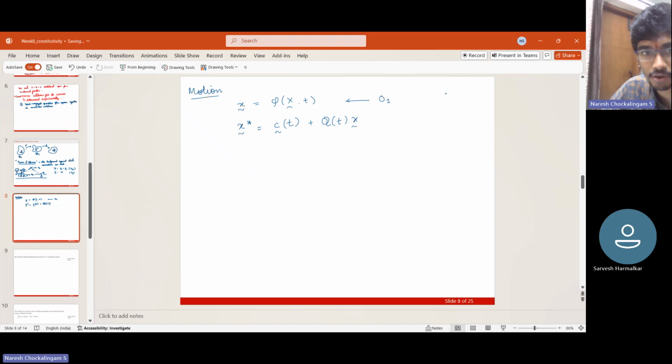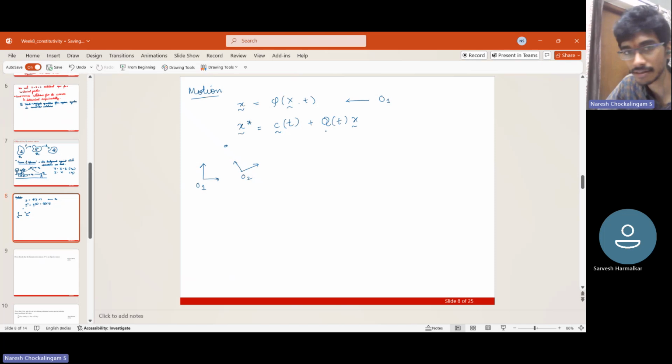So you have an observer O1 whose frames are like this. This is O1. And you have an observer O2. He is looking at the same phenomena from a different origin and from a rotated frame of reference. So this is observer O2. And the frames of reference are related by a rigid rotation plus a translation, which is x star equal to Q of t x plus c of t.